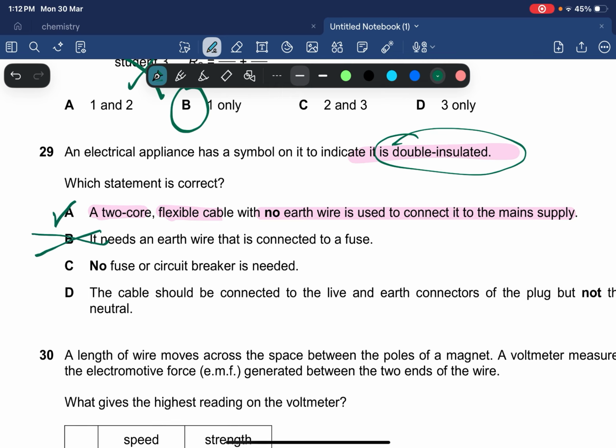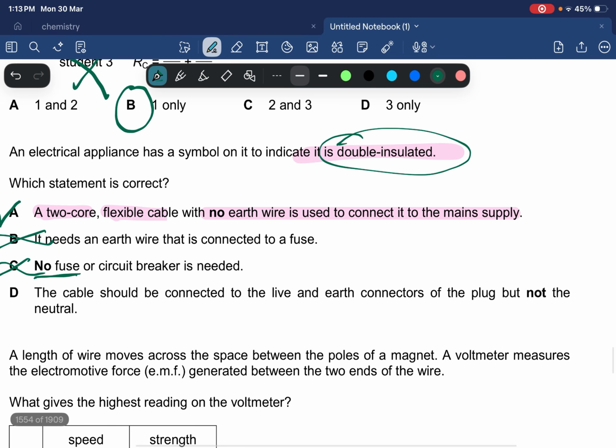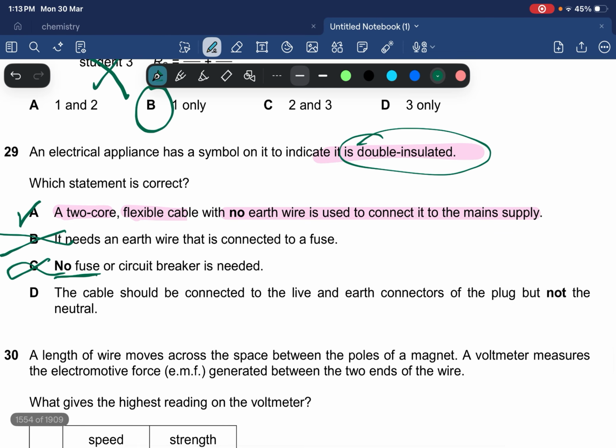It needs an earth wire. No earth wire needed. No fuse or circuit breaker. Circuit breaker is still needed. Fuse or circuit breaker is basically not to prevent you from shocks. Fuse and circuit breaker is to prevent the appliance from getting damaged if a lot of current passes through it. So you need a fuse. The cable should be connected to the live and earth connectors of the plug, but not the neutral. Neutral wire is always needed.